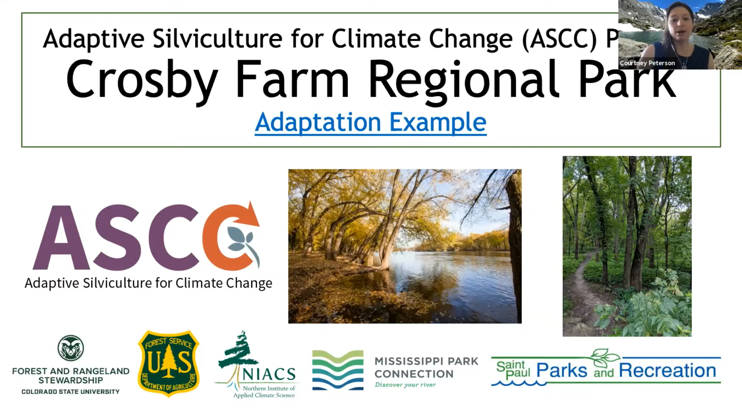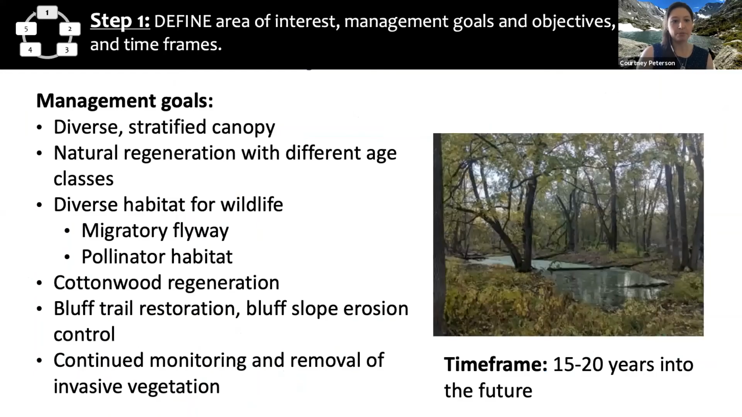Crosby Farm is a part of the Mississippi National River and Recreation Area, which is a national park along the Mississippi River in the Twin Cities metro area of Minnesota in St. Paul. Some of their management goals for this project were to create a diverse, stratified canopy. They want natural regeneration that covers different age classes. They want to make sure there's habitat for wildlife because it's a migratory flyway, and they also want to make sure there's pollinator habitat.